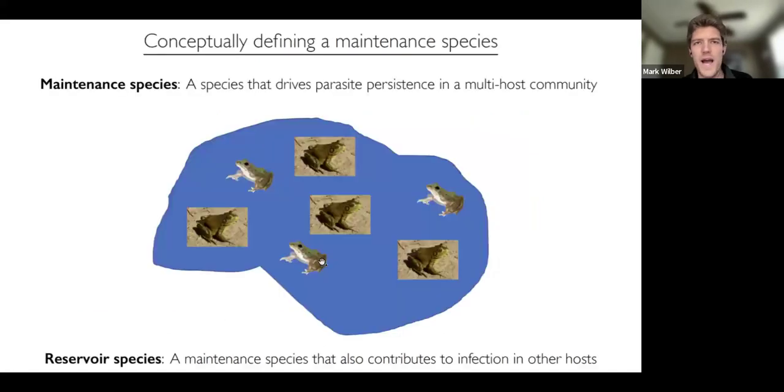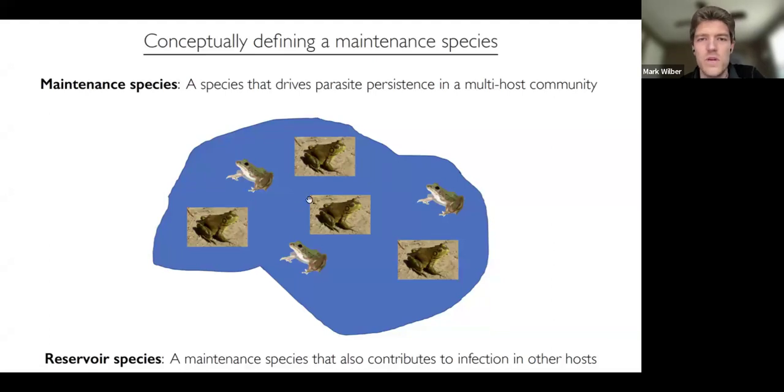So let's define conceptually what we mean by a maintenance species. A maintenance species, very generally, is a species that drives parasite persistence in a multi-host community. A reservoir species, you also hear this term, they're not quite the same thing, and I'm going to define reservoir species as a maintenance species that's also contributing to infection in other host species in the community, right? So let's look at an example here.